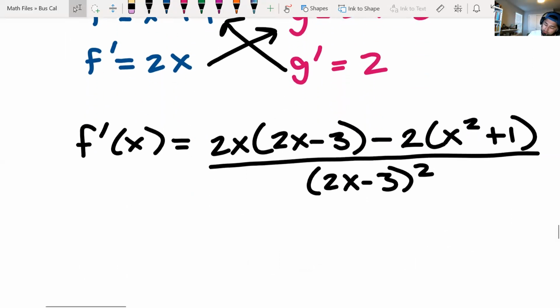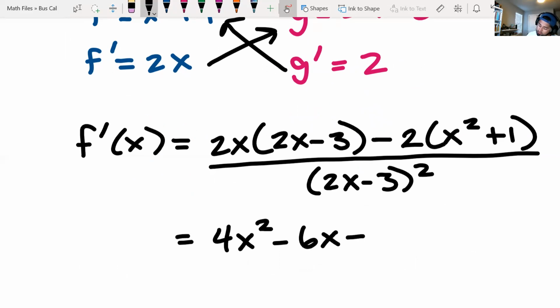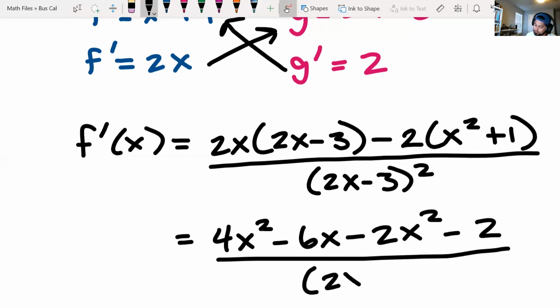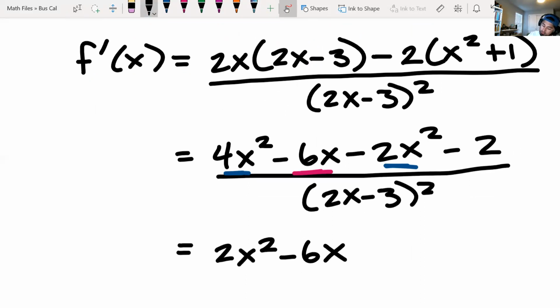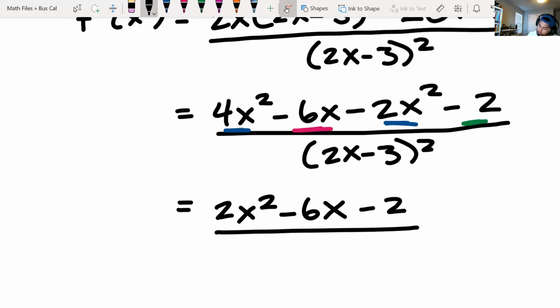The numerator. Distribute that 2x. You get 4x squared minus 6x minus 2x squared minus 2, all over the same denominator. And combine like terms. I have a 4x squared here, a 2x squared there, so that will become 2x squared. I have a lonely negative 6x there, so that'll go there. And then a lonely negative 2 there, so that comes down, over the original denominator squared.